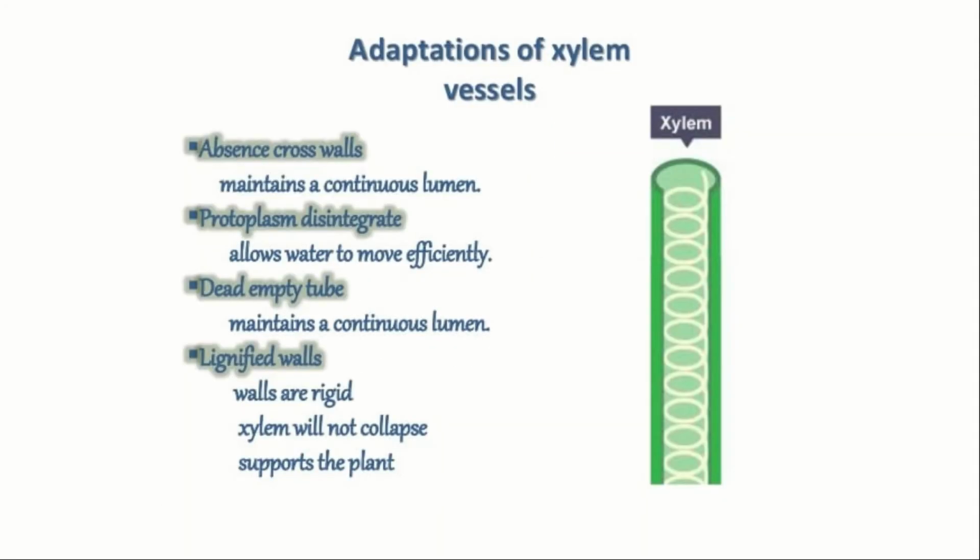Adaptation of xylem vessels. Absence of cross walls maintains a continuous lumen. Protoplasm disintegrates, allowing water to move efficiently; dead, empty tube maintains a continuous lumen. Lignified walls are rigid, so xylem will not collapse, and it supports the plant. So these are the functions of a xylem vessel.